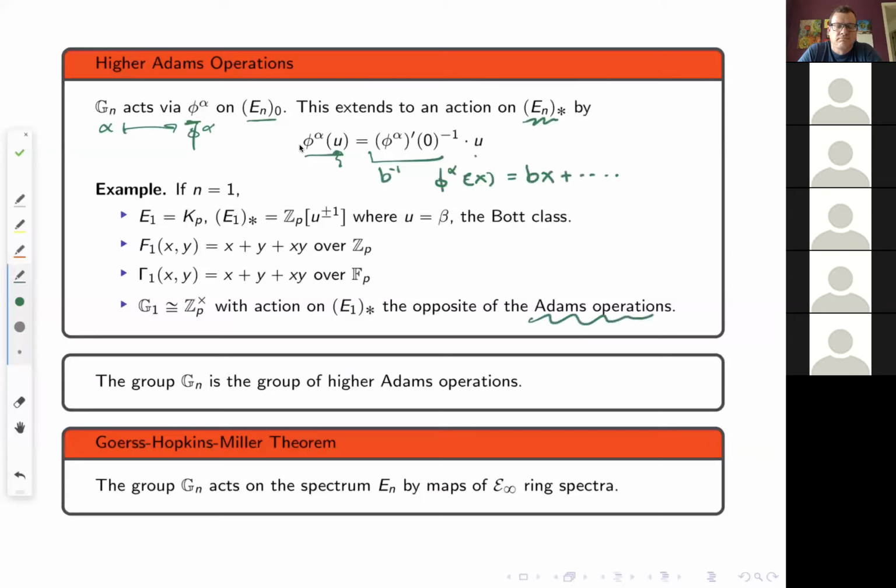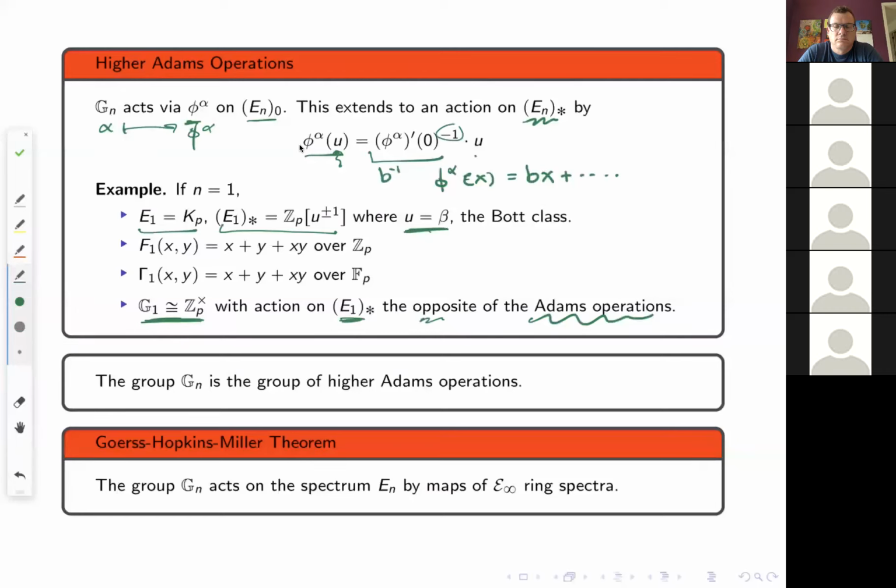Okay, so if n is equal to 1, E1 is p-complete K-theory, E1 star is this ring. The action on E1 0 will be actually trivial, and all you'll be left with is the action on the Bott class. Okay, and G1 here is Zp cross, and it acts on E1 star by the action of the Adams operations. So opposite here, it's this inverse here, so it kind of gets the opt action. Okay.